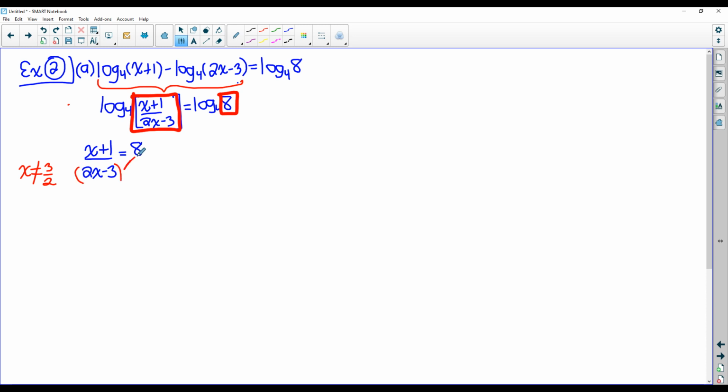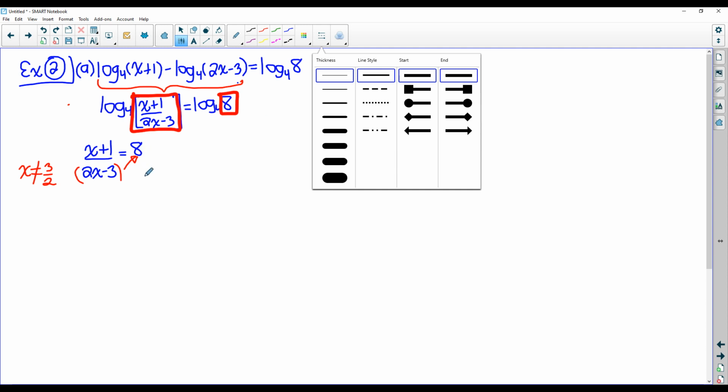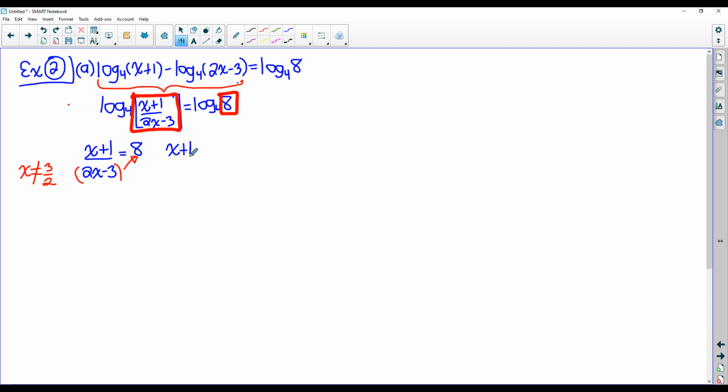So we'll put this in brackets. We're going to cross multiply, and we'll bring that up to the top. So this would then look like x plus 1 is equal to 8, and then 2x minus 3. And this is going to be a linear equation we have to solve. So to do that, we'll just multiply the 8 using the distributive property. So to have x plus 1 is equal to 16x minus 24.